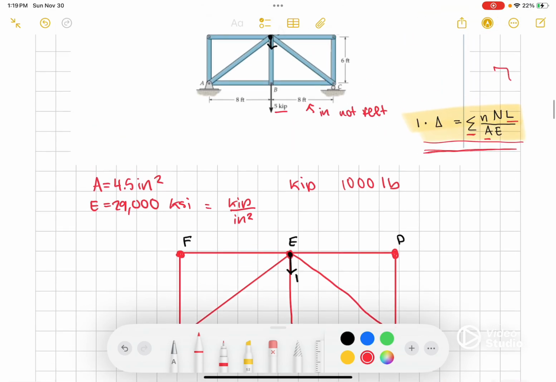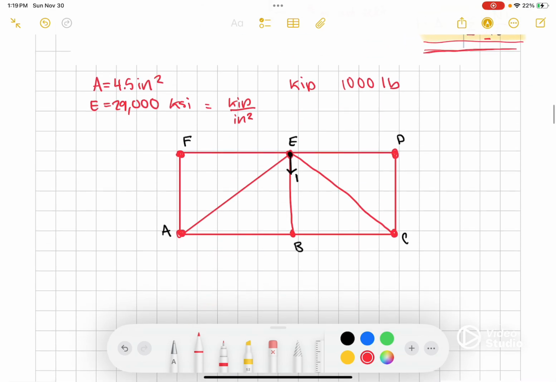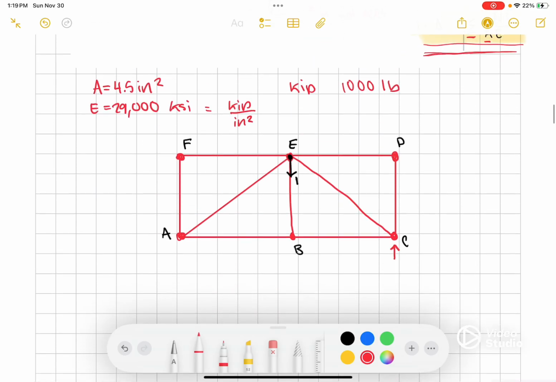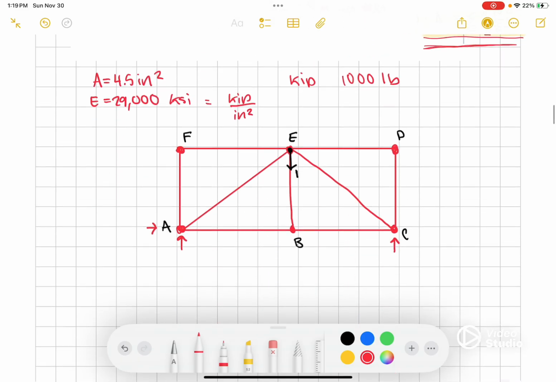But we know that we have a roller reaction here at C, so we can only have one reaction upwards. And then we have a roller at C and a pin at A, so A is going to have 2. And so how do you think we should solve for that reaction at C? Well, we know the distance here is 8 feet. And, well, we can just take a moment about A, and then we'll be able to find a reaction at C.